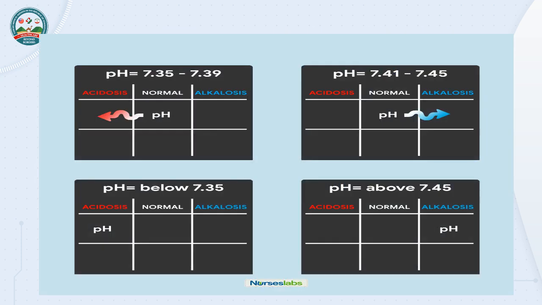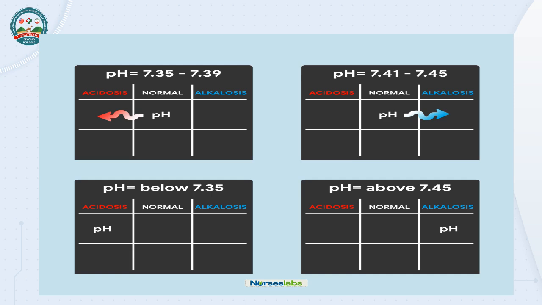This slide shows how we place pH values into the tic-tac-toe grid. If pH is below 7.35, it goes under acidosis. If pH is above 7.45, it goes under alkalosis. If it's between 7.35 and 7.45, it's normal, but we note the trend.